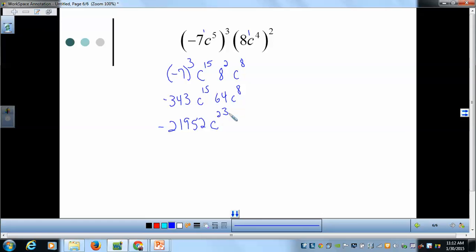Now, it is also acceptable that if you had wanted to, you may have left this in terms of power. So you could have written negative 7 to the 3rd power times h squared times c to the 23rd power. And that sometimes is a very acceptable answer if we're just trying to simplify depending on what you want. Multiple choice test, you probably will see it written like that, and so you just have to know how to multiply these out.